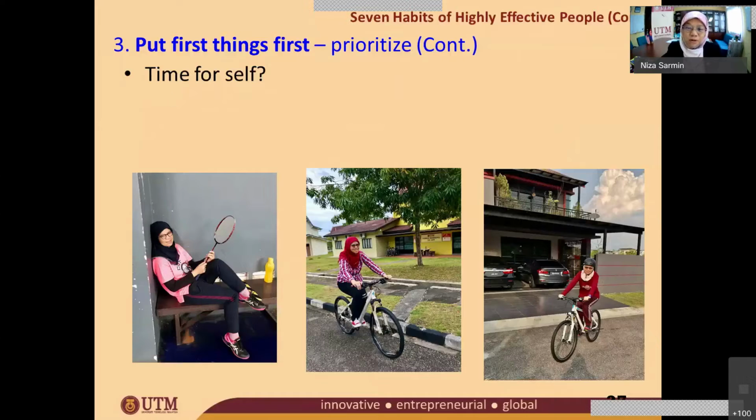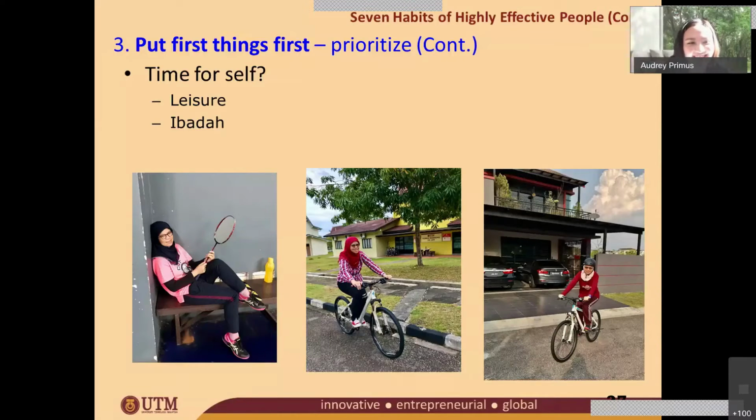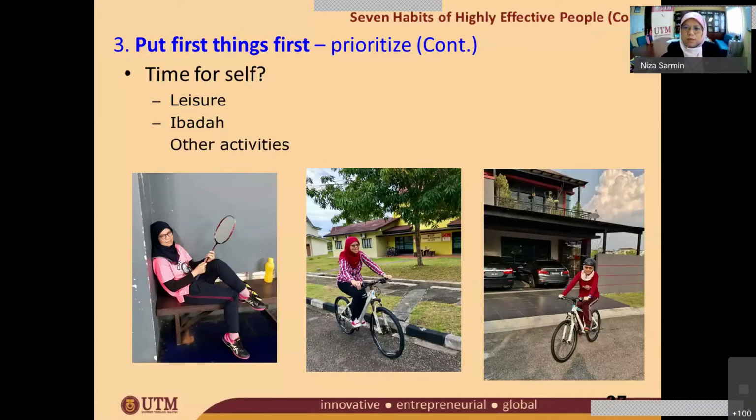You have to have time for yourself. How do you spend your time for leisure? Yeah, Audrey. I just watch some movies in my laptop. Yeah, watching movie, right? Sometimes we have other activities. So I play badminton sometimes. I bicycle around UTM when it's not raining and around my house.